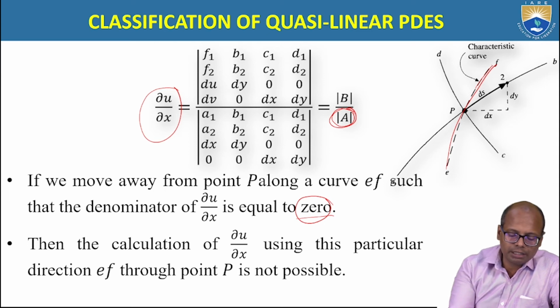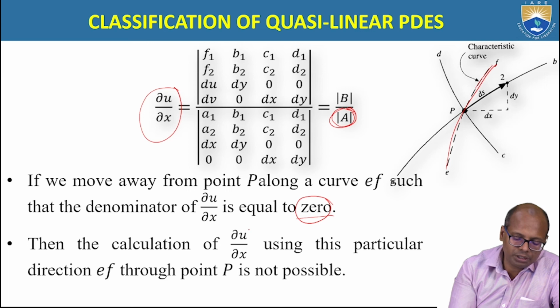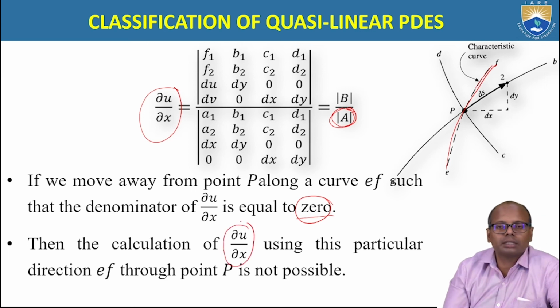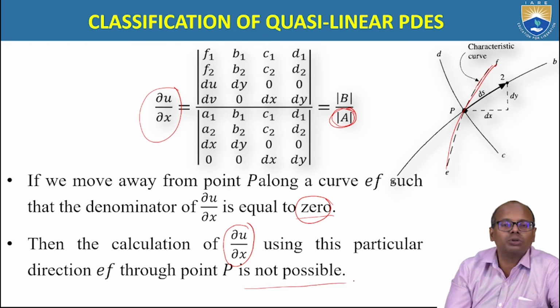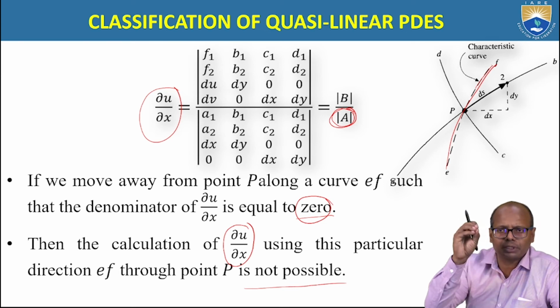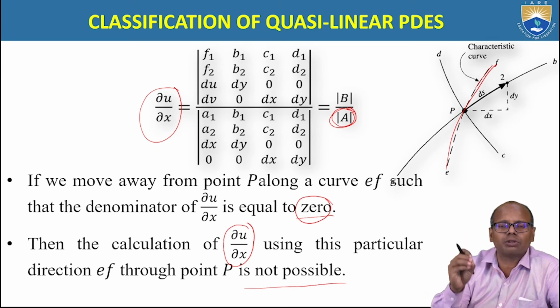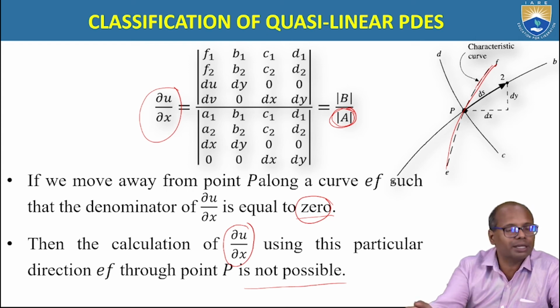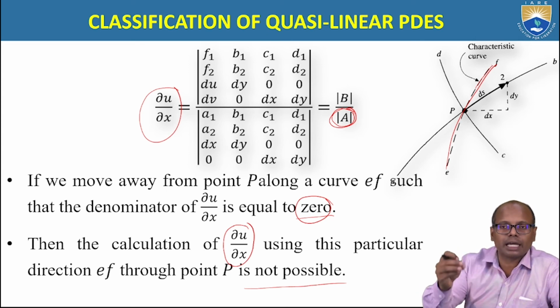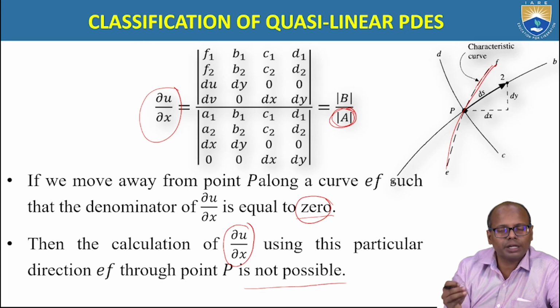Now in such a case, the value is not possible to calculate. The value is indeterminate. We will not be able to calculate it. So if such a characteristic curve exists, this is an imaginary curve. If such a characteristic curve exists, what does it mean?